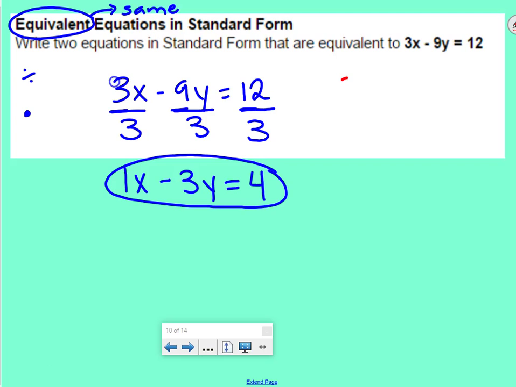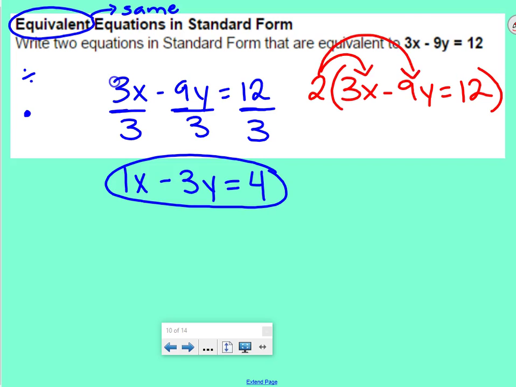Now, if we can't divide, we can multiply by any number. We can multiply the whole equation. Let's just go with 2. If we multiply by 2, we have to distribute. 2 goes to 3, 2 goes to 9, and 2 goes to 12.